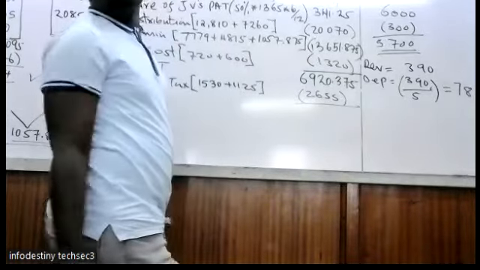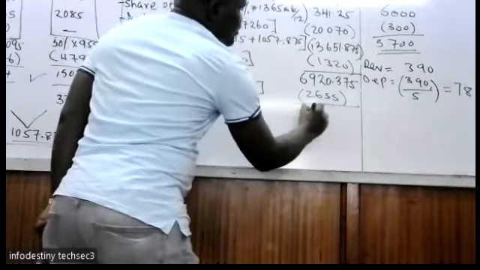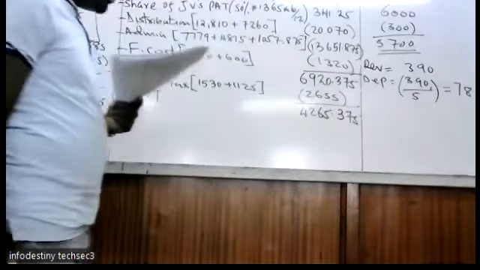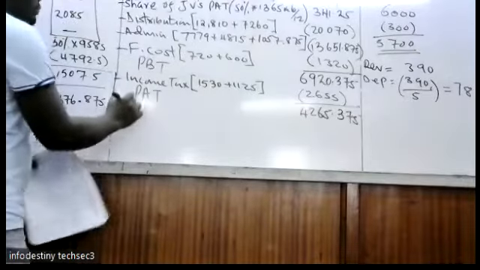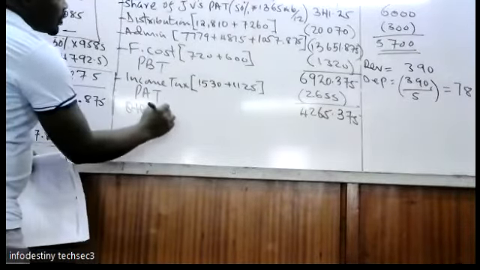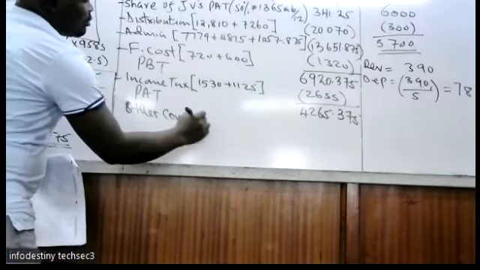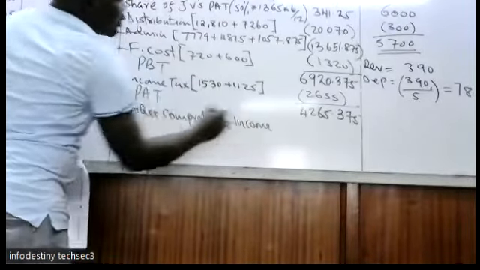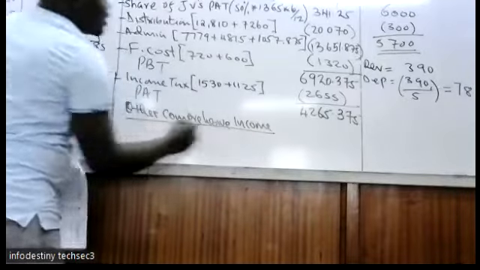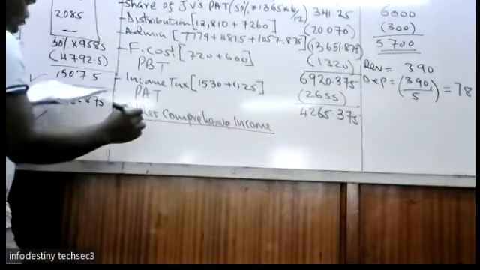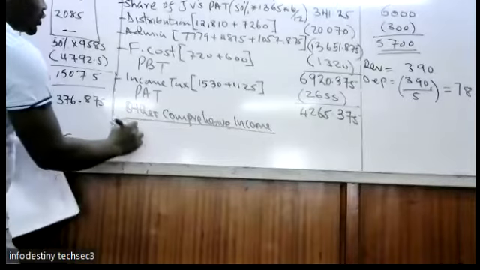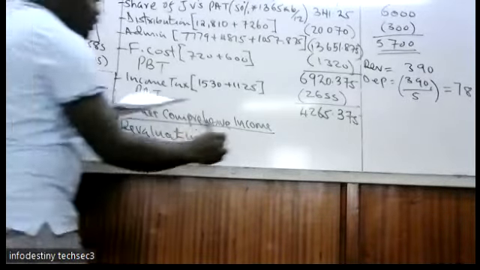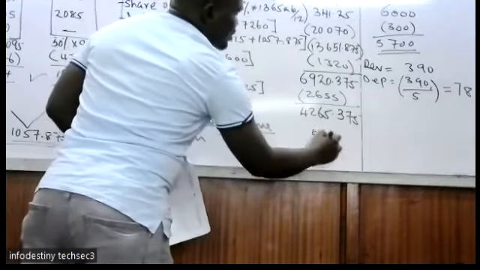She was here. 4265. Continue. Other comprehensive income. Other comprehensive income, there is what? Revaluation. The revaluation is how much? 530.